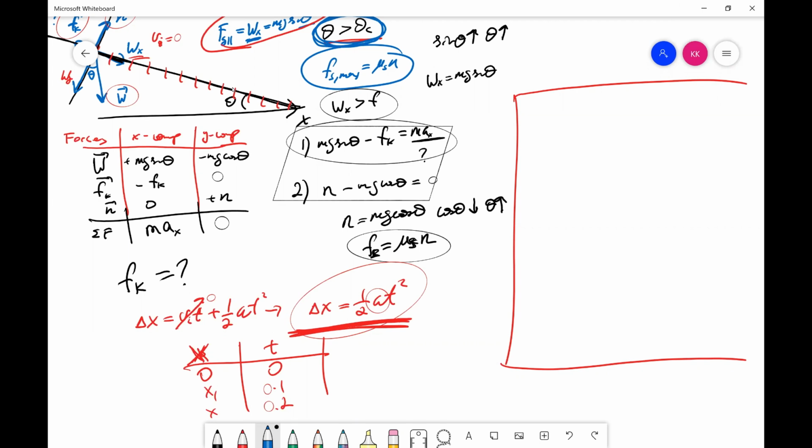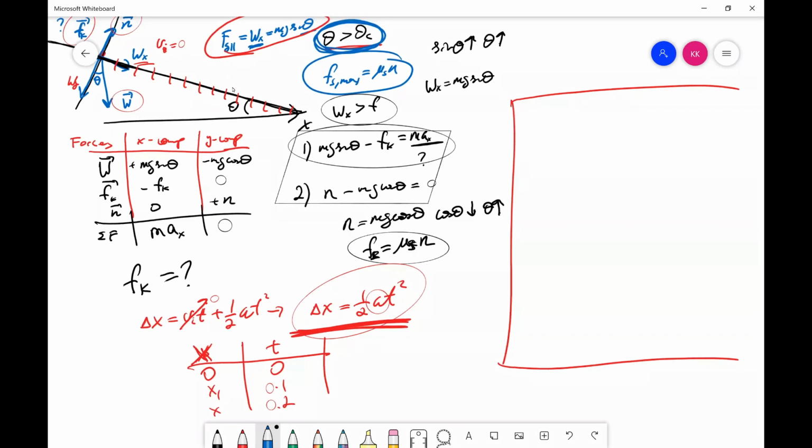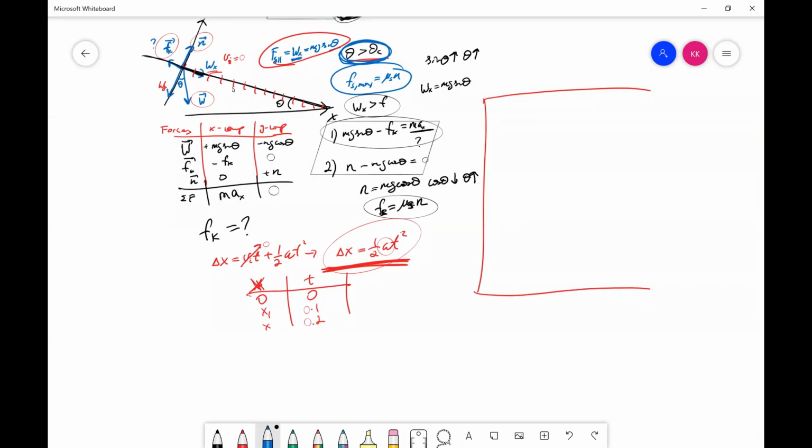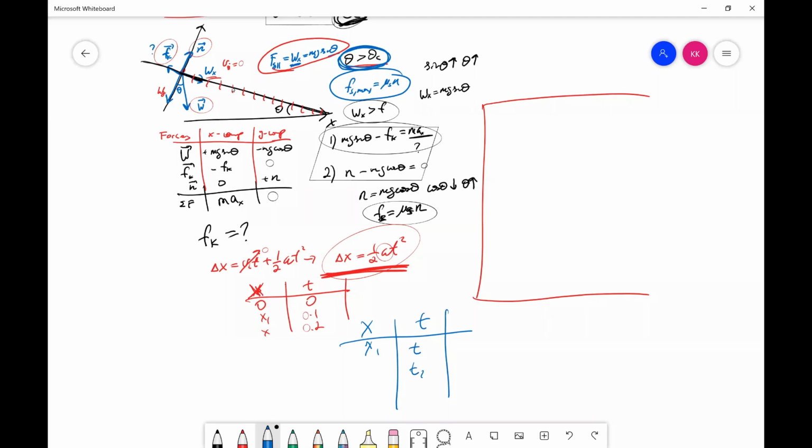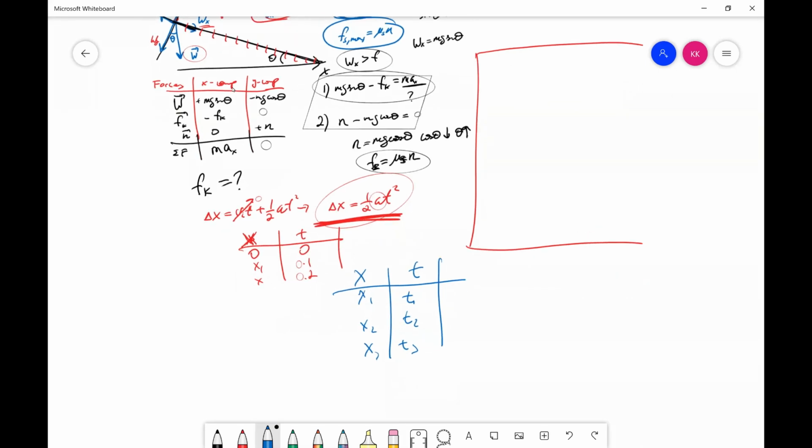Or think of it like this right now. You have a data table, basically like this, right? You have x and t. So you have t1, x1, t2, x2, t3, x3, and so on and so forth. What can we do with that data, or what can we do with that information if I want to find the acceleration?